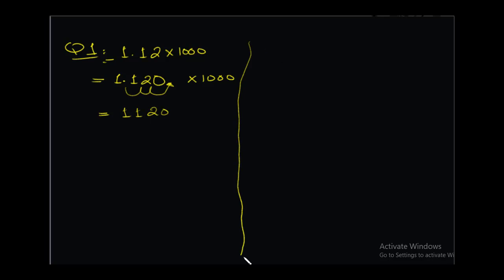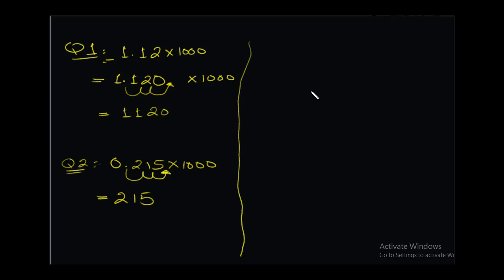Okay. Next we have question number 2. Question number 2 is 0.215 multiplied by 1000. According to the rule, the point will move 3 places from left toward right, so it will move out from the number, and the final answer is 215.